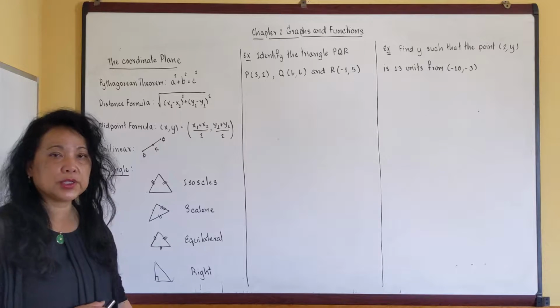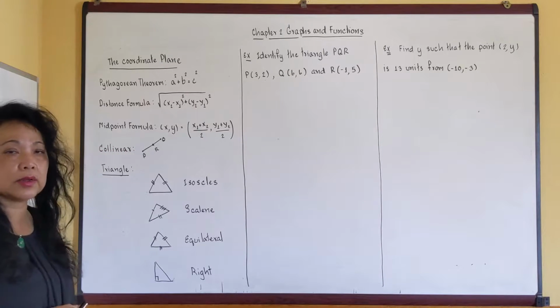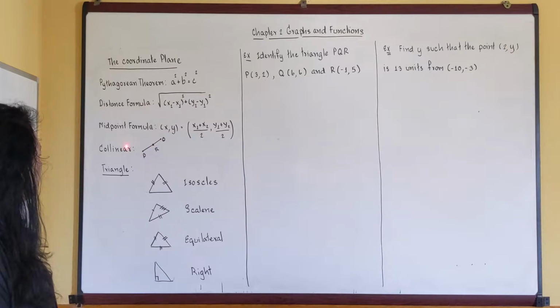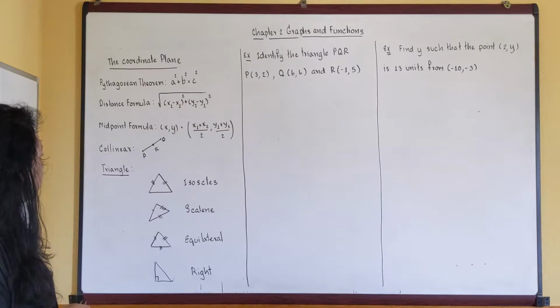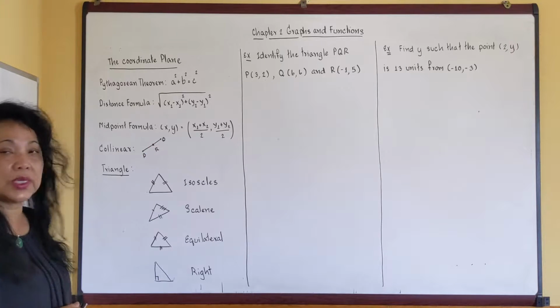There are some definitions that I need to review here. The first one is collinear. Collinear means on the same line. For example, I have points P, R, and Q. If you want to know whether they are collinear, one way you can check is to find the distance from P to R and R to Q. It should equal P to Q.